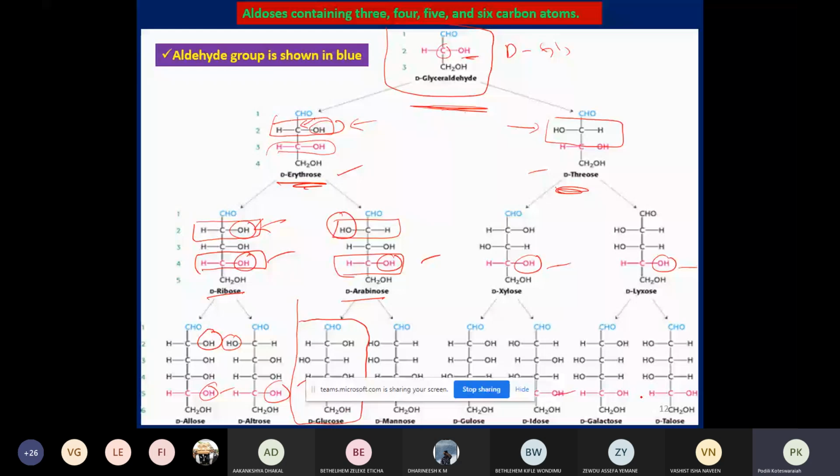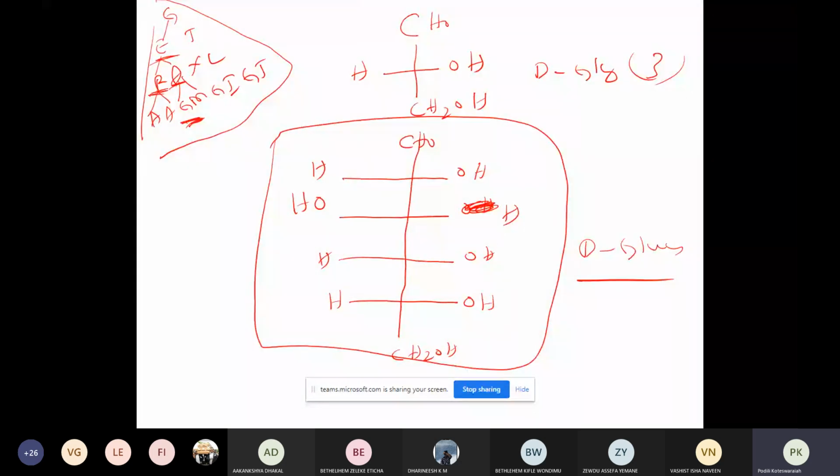So this is the simplest way to write any sugar without memorizing, by simply remembering the structure of D-glyceraldehyde. If you remember this shortcut, the tree is getting elongated from the glyceraldehyde to erythrose and threose, from erythrose to ribose and arabinose, from ribose to allose and altrose, from arabinose to glucose and mannose.